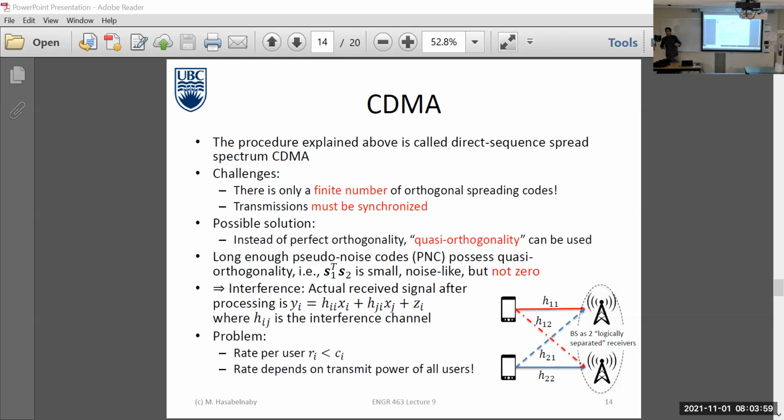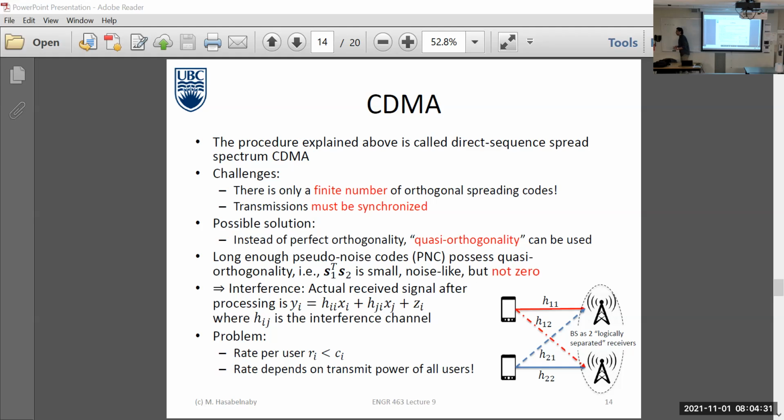So at each frequency, the received signal will be h_i x_i plus z_i, where i is the index for the user. So the received signal for user one will be the transmitted signal from user one attenuated by some channel losses, plus the noise after processing the received signal. This will be the received signal at each frequency.